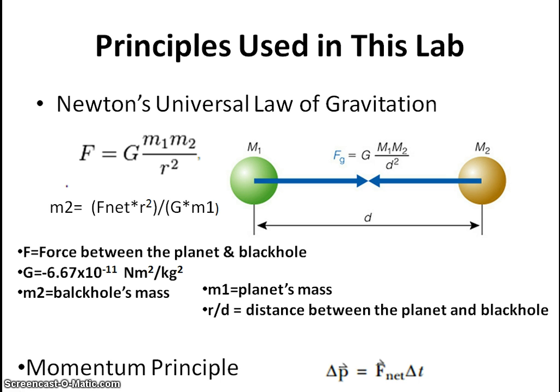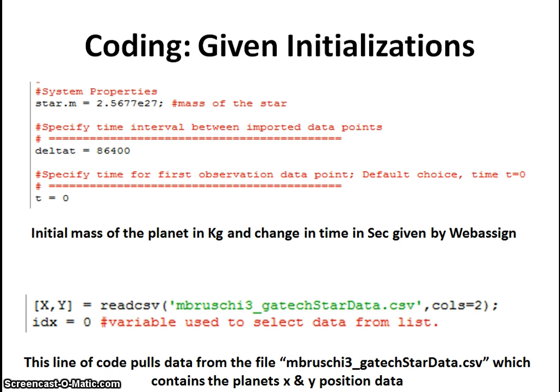Newton's universal law of gravitation states that F-net is defined by G, which is 6.67 times 10 to the negative 11 Newton meters squared divided by kilograms squared, times mass 1 times mass 2 over r squared, where r is the distance between the planet and the black hole, or the star and the black hole, which I sometimes refer to as a planet. This is seen here. The momentum principle is change in momentum equals F-net times change in time, which we can rearrange to be F-net equals change in momentum over change in time.